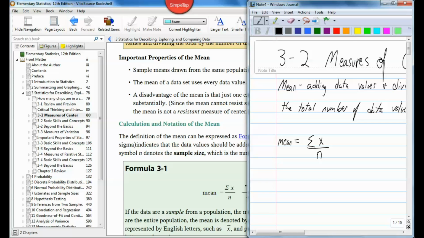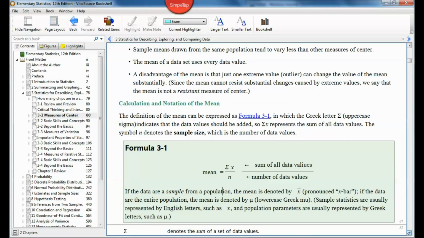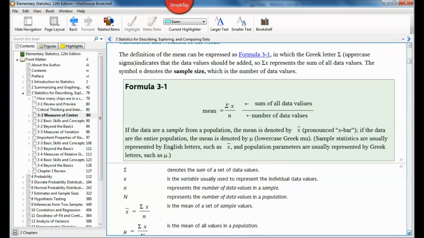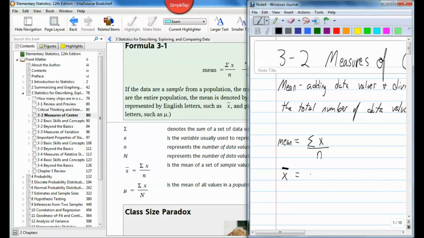Okay, you may also see this x bar. We call this x bar. It's an x with a bar above it. That's another way of symbolically writing mean. So if I write x bar equals, that's telling you that the mean equals. Also, x bar, you want to associate that with the mean of sample values. So if you see x bar, that is the mean of sample values.